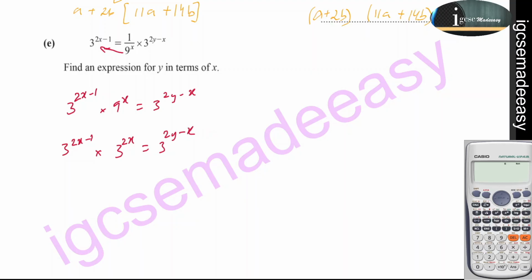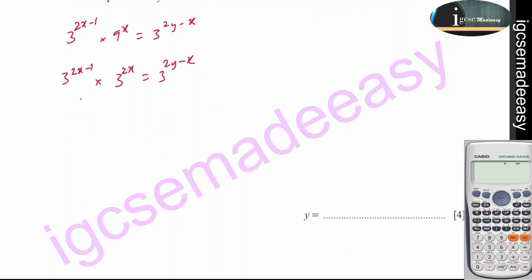Then we can say the bases are same, so powers will be added in the multiplication case. So base I'll keep as 3, and 2x minus 1 plus 2x equal to 3 into 2y minus x. So in this case 2x plus 2x is 4x, so 3 raised to power 4x minus 1 equals 3 raised to power 2y minus x.